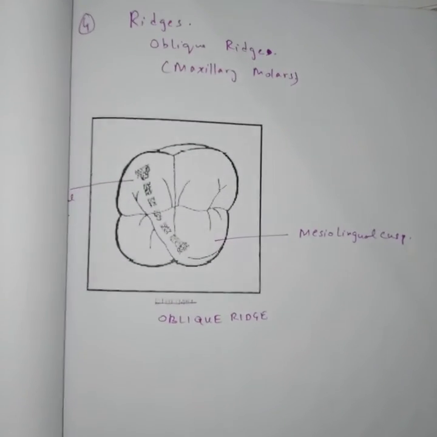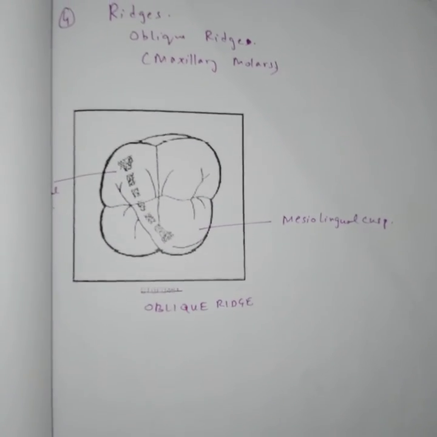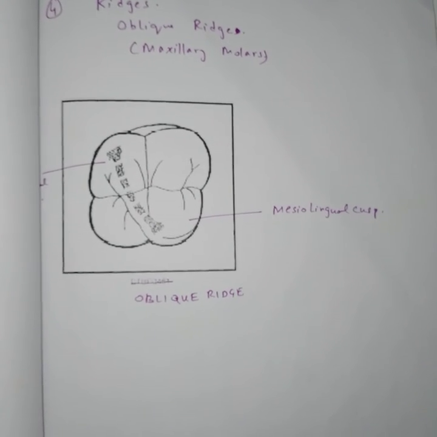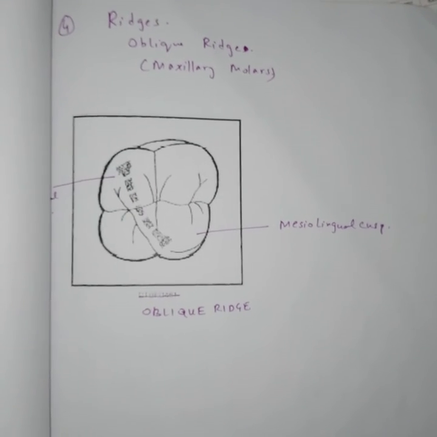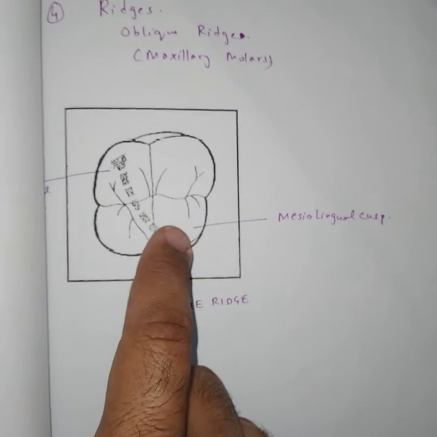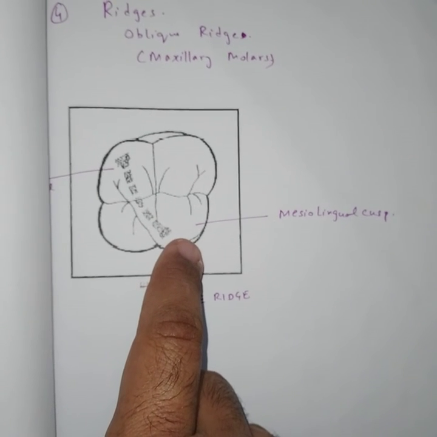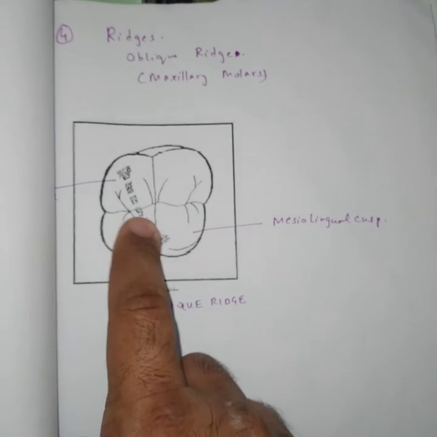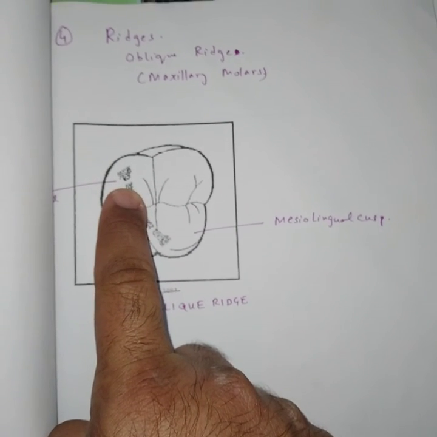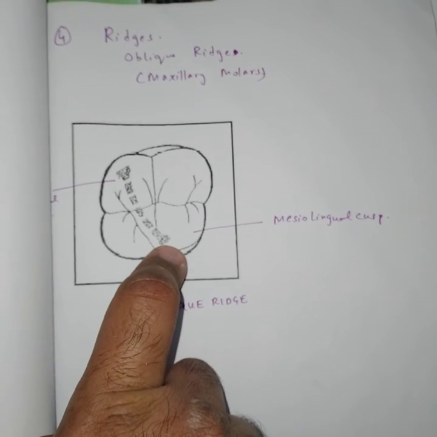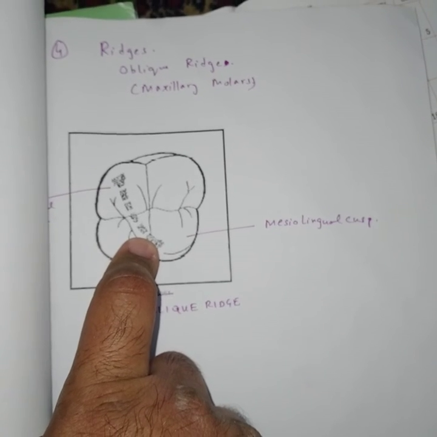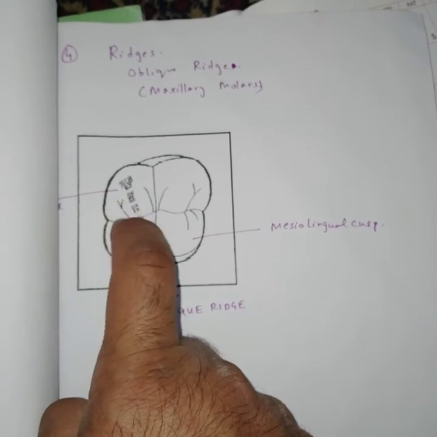Another type of ridge is the oblique ridge. The oblique ridge is a special type of the transverse ridge running in an oblique direction from the mesio-lingual cusp to the disto-buccal cusp. It is formed by the distal cusp ridge of the mesio-lingual cusp and the lingual cusp ridge of the disto-buccal cusp.